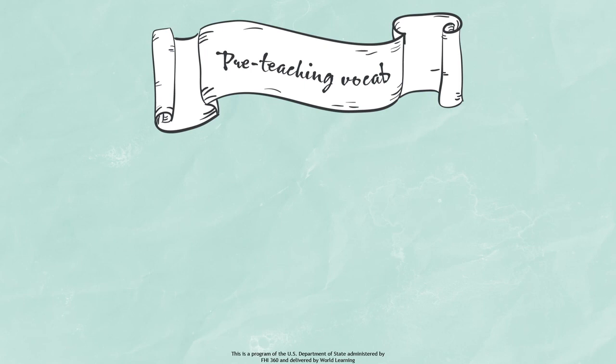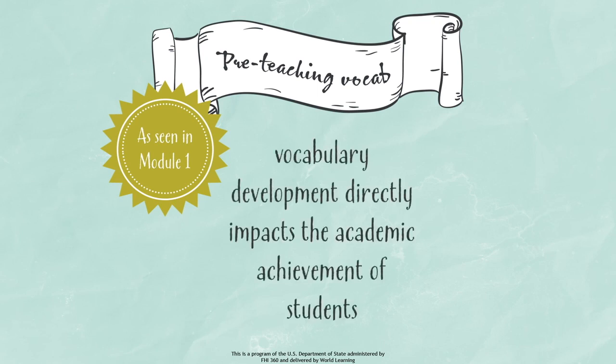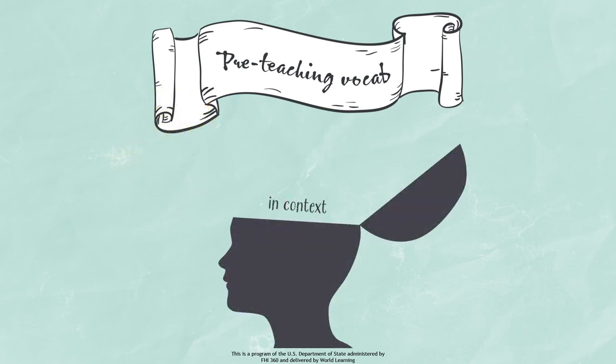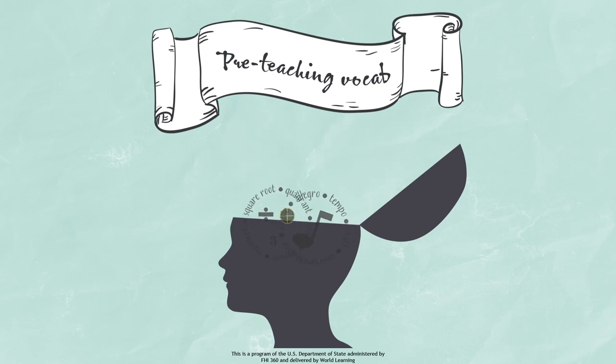Pre-teaching vocabulary. As discussed in Module 1, vocabulary development directly impacts the academic achievement of students. Vocabulary words should be introduced in context while associating them with the things that the students already know and find interesting. Since vocabulary is a critical component of a CBI classroom, it should be taught outright.